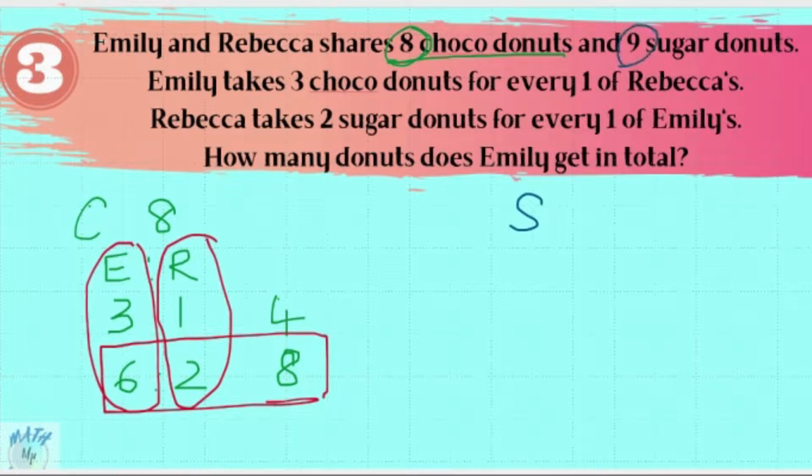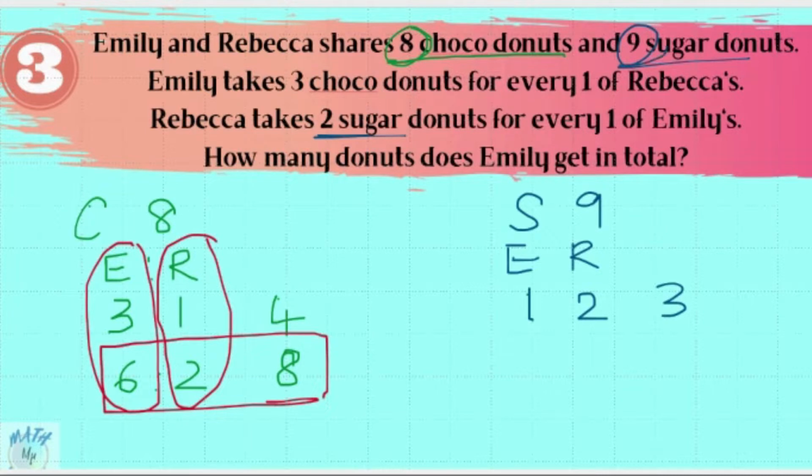Looks like there are 9 sugar donuts in total. So let me put the same, E for Emily and R for Rebecca. I can see Rebecca takes 2 sugar donuts for every one of Emily's. So if Rebecca takes 2 for every one of Emily's, then 1 and 2 is 3. So out of 3 sugar donuts, Emily takes 1 and Rebecca takes 2.